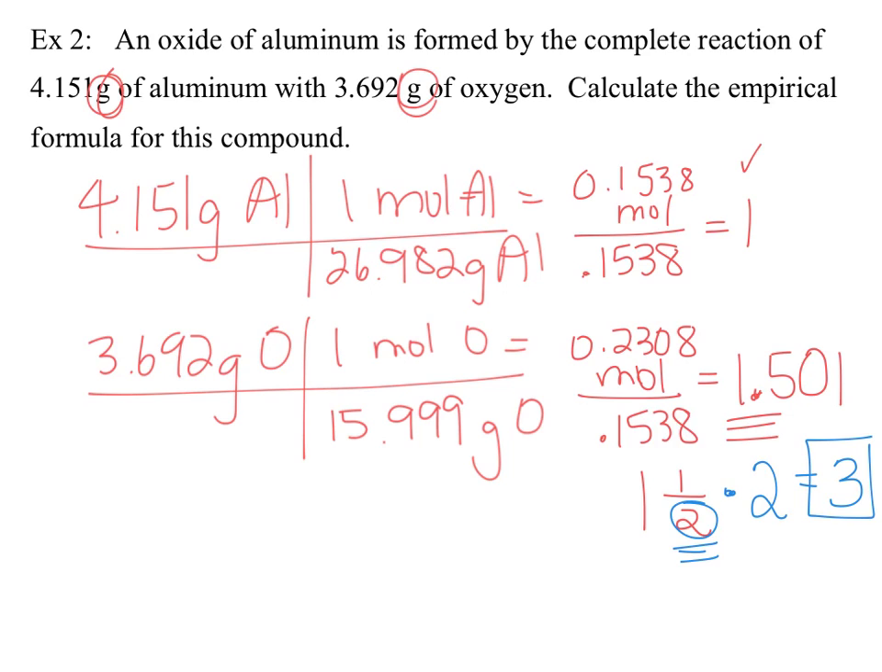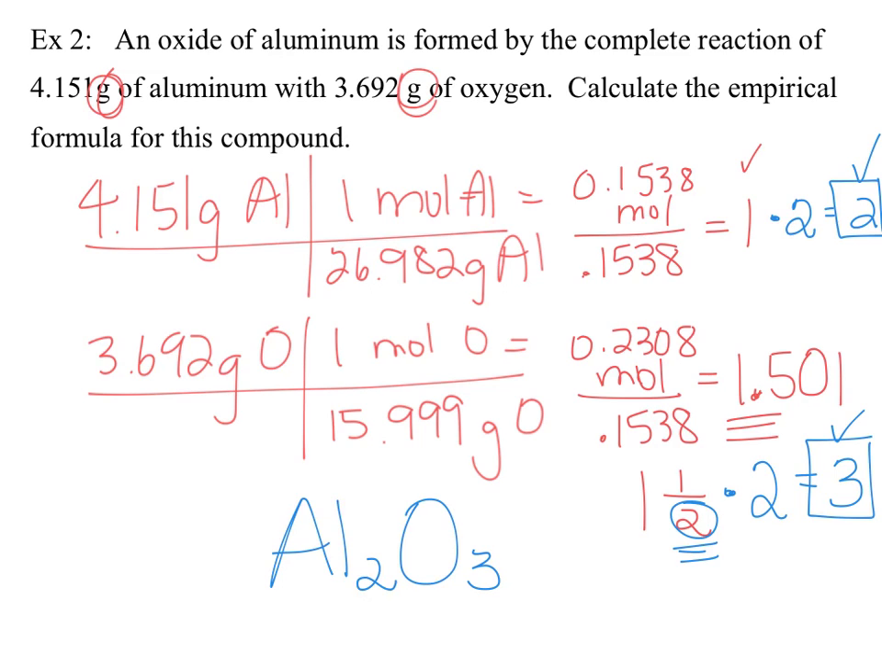But if I multiply this subscript by 2, I'm going to have to go back up here and do the same thing to the 1. So the 1 also will get doubled and turn into a 2. So I've got a 2 as a subscript and a 3 as a subscript. So I come down here and say aluminum, there are 2 of them. Oxygen, there are 3 of them. That is my empirical formula for this mystery compound.